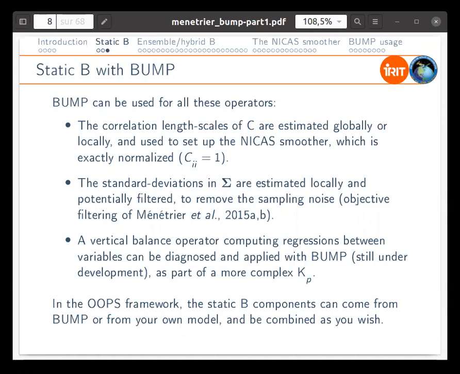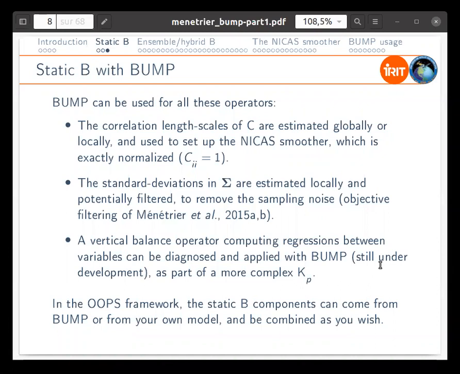Then the standard deviations are also estimated locally, and they are potentially filtered. It's just a field of variance of your ensemble that you filter and then take the square root. There is an objective filtering method developed in a paper I wrote 5 years ago, and it is implemented in BUMP.